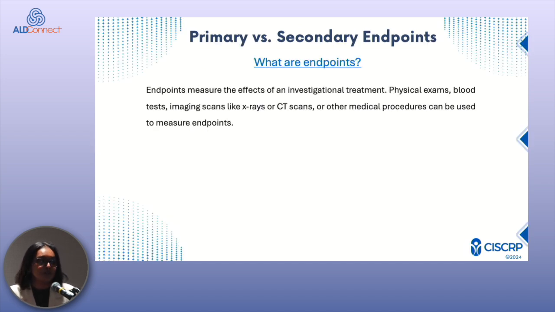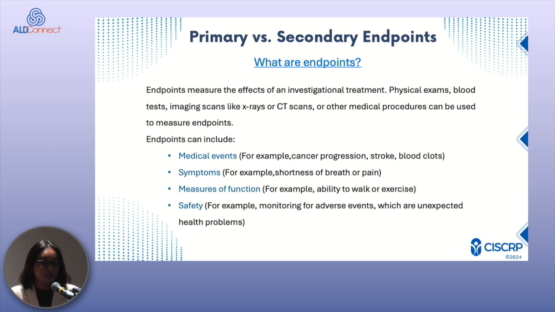So what do trials test for? They test for primary and secondary endpoints. Endpoints measure the effects of the investigational treatment. Physical exams, blood tests, and imaging scans like X-rays and CT scans can be used to measure endpoints.